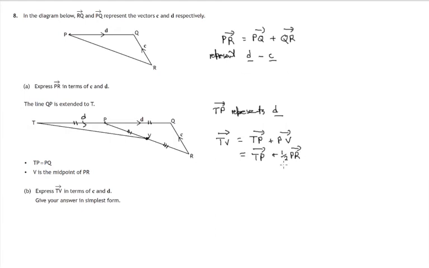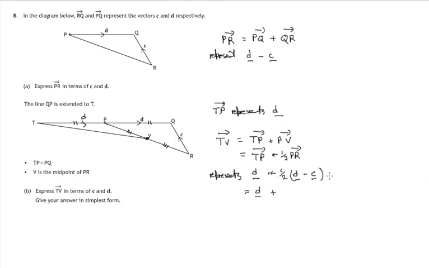So we're at a stage now where we can say that from T to P we said that was representing the vector D, and then the journey from P to R, we know from part A represents D minus C. So there we have it, but it's not in its simplest form.